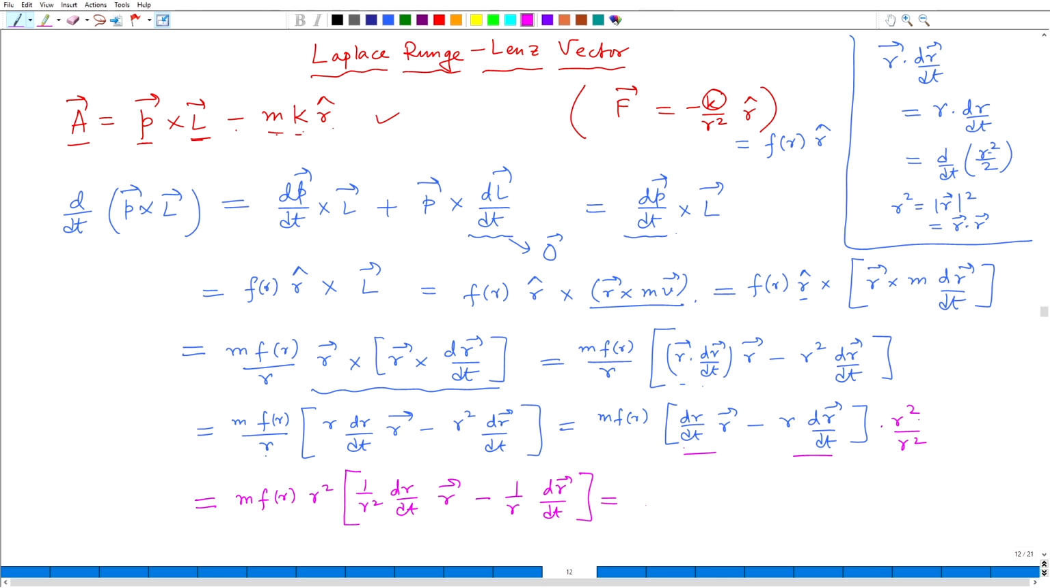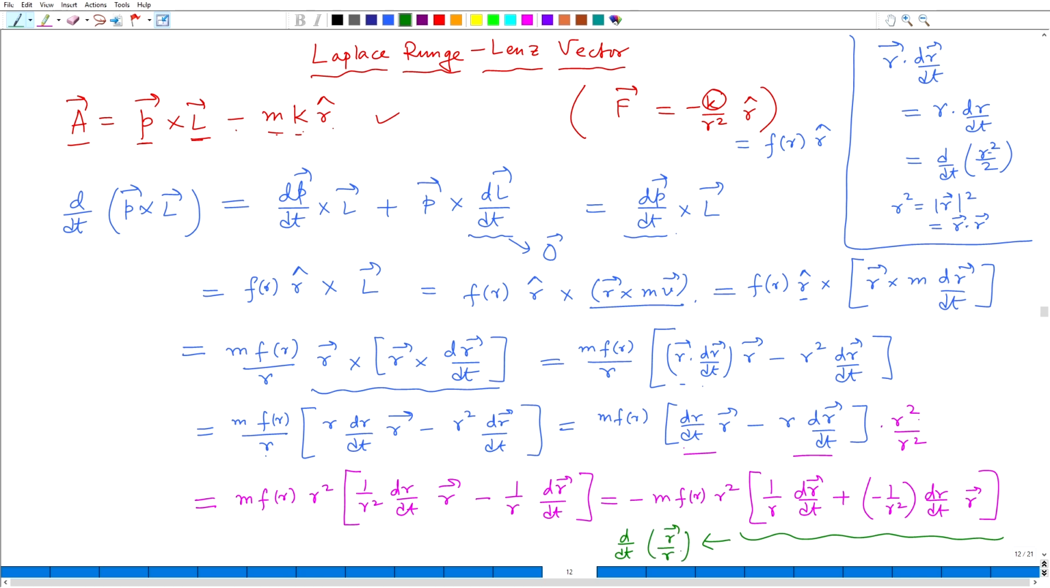And I take a global minus sign now common, m f of r times r square, and I write the expression as 1 over r dr vector dt. Okay. I just take a minus sign throughout common, and I will have plus minus of 1 r by r square dr scalar dt r vector. And if you just check this expression carefully, you will see this expression is nothing but d dt of r vector by r. Okay.